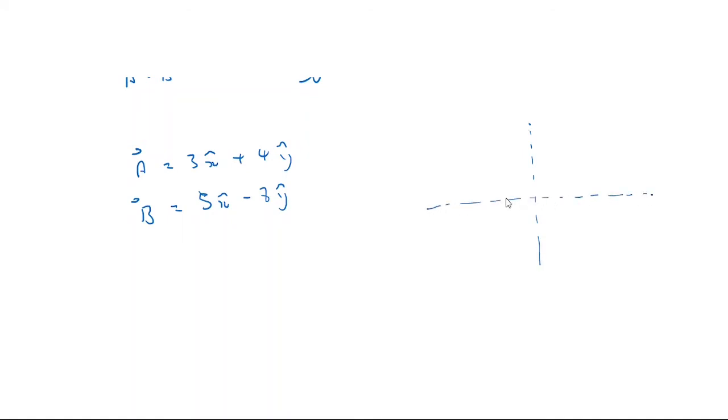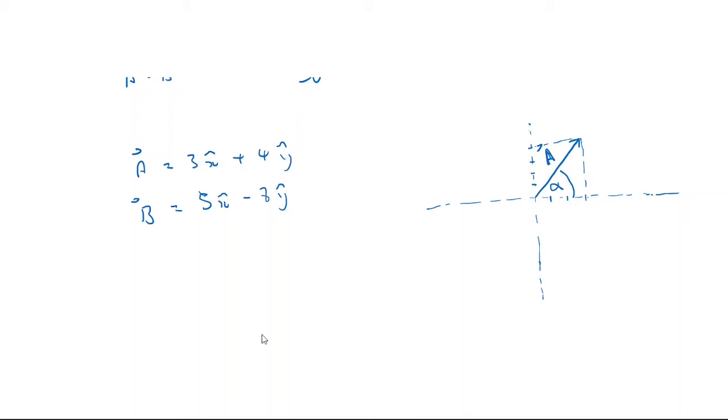All right, so let's see how this thing actually looks like. If I was to draw this, the first one is going to be 3 on the x, 1, 2, 3, and then 4 on the y, so it's 1, 2, 3, 4. So I'll have a vector that is going to meet somewhere here, and that's my vector A, right? So the angle from here to here, I'll call it alpha.